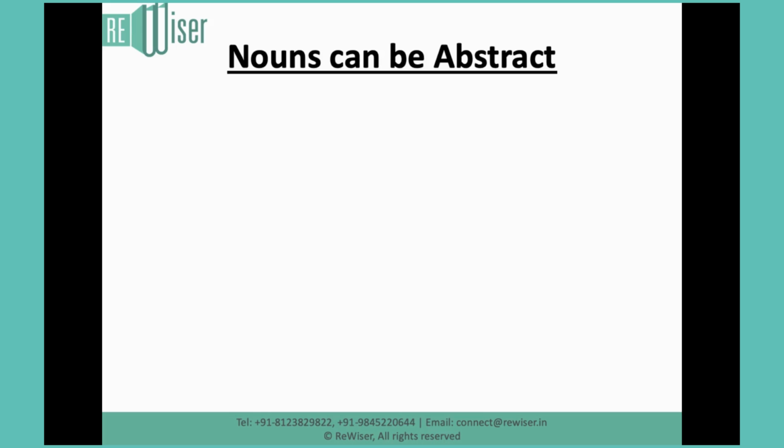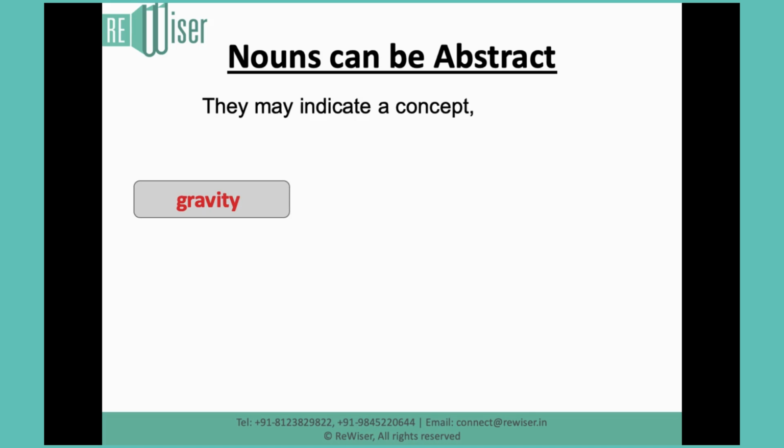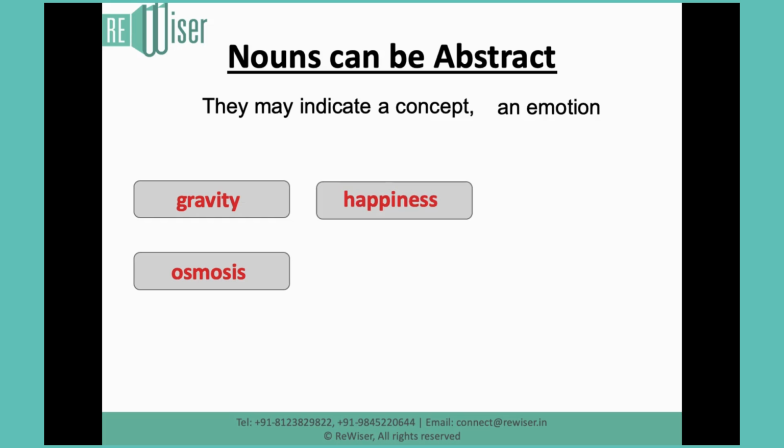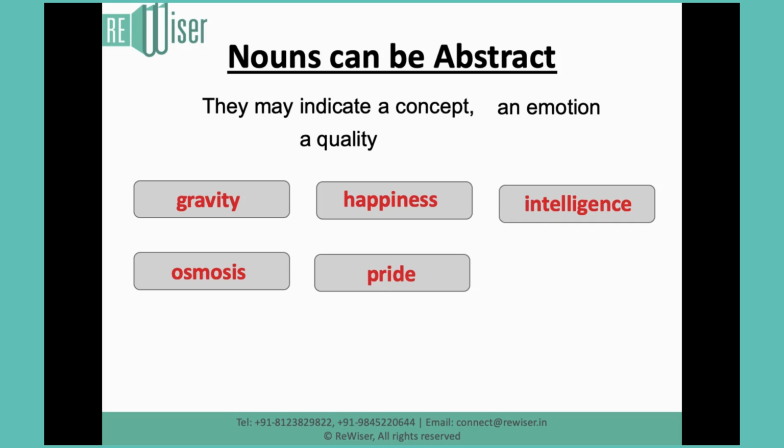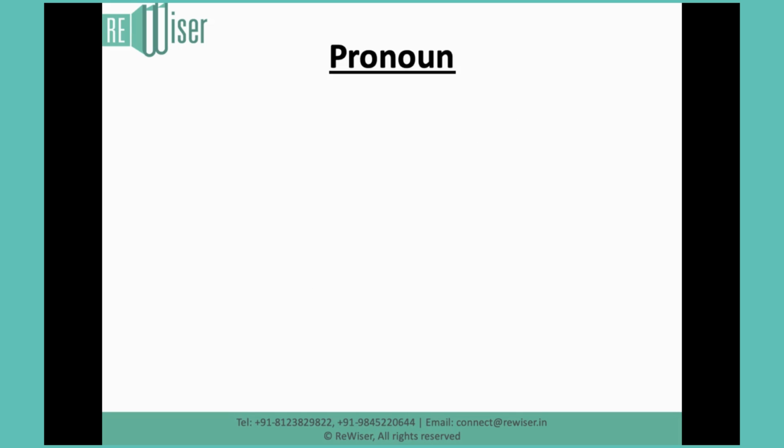Now, nouns can be abstract. What do you mean by abstract? They could indicate a concept. You can have gravity, you can have osmosis, or they could indicate an emotion. You can have happiness, pride, or they could also be a quality. An abstract noun can be a quality such as intelligence, depth, height, etc. Or it can be a state, equilibrium, a state of equilibrium, or so many other examples. So please remember that nouns are not just names of animals, places, things, etc., but can be names of abstract things.